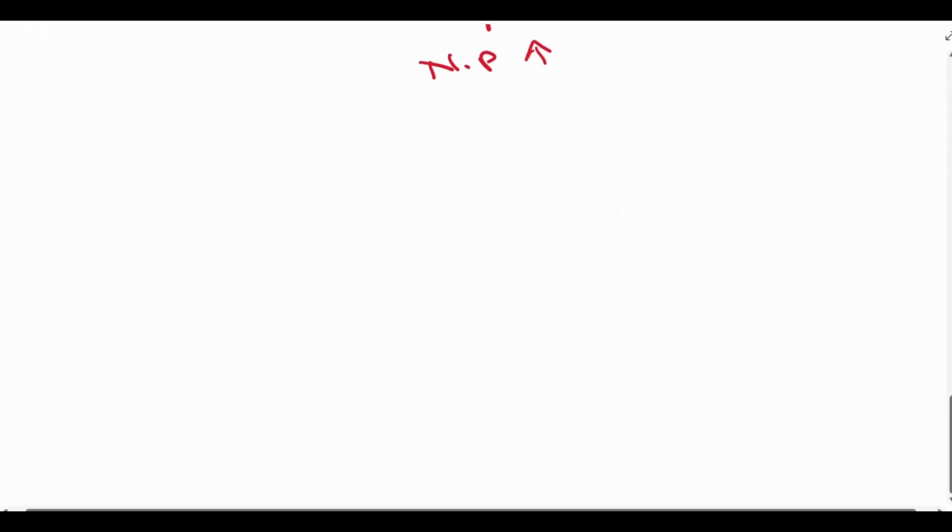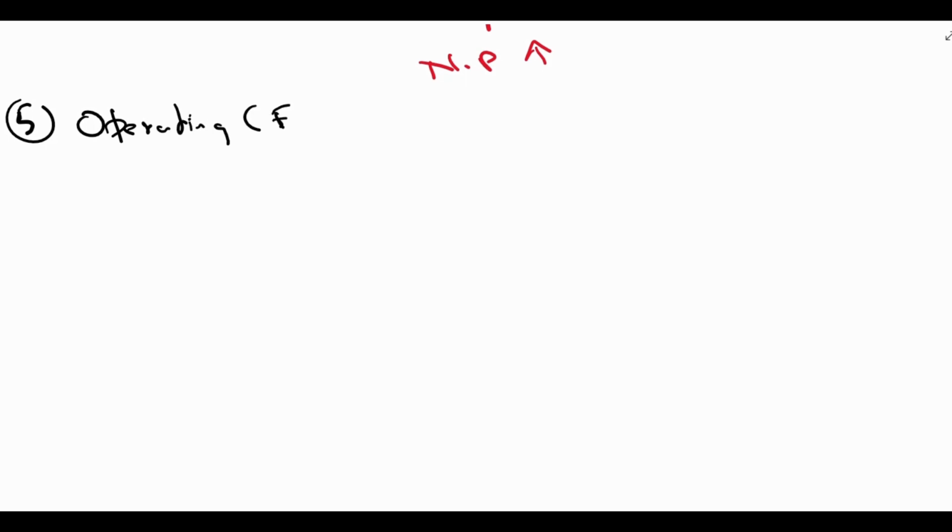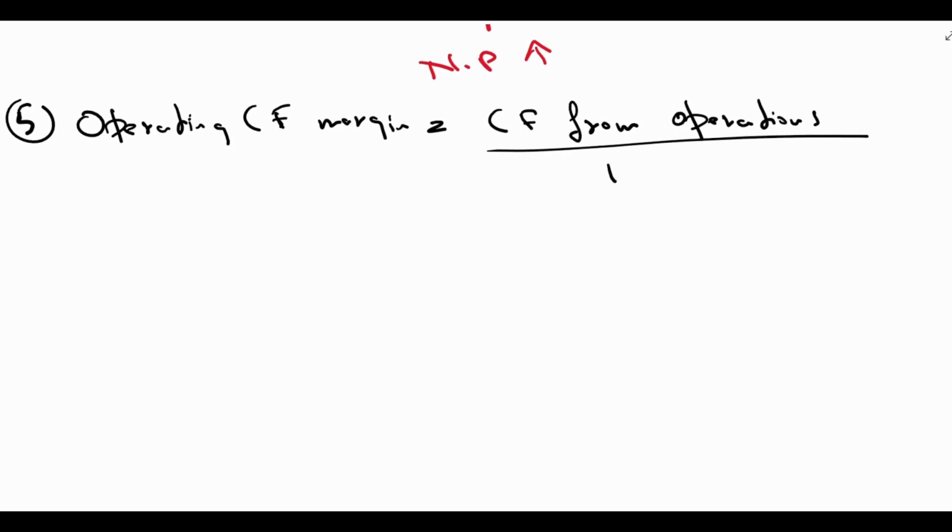One more margin ratio can be there, which links the cash flow. So we can talk about operating cash flow margin. Okay, so the formula for this is your cash flow from operations divided by revenue. Okay, straightforward.